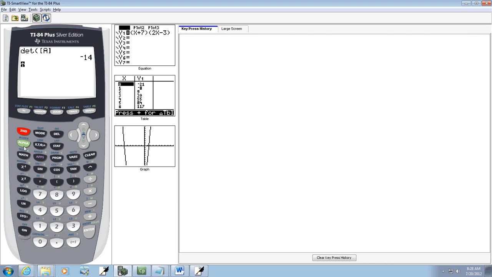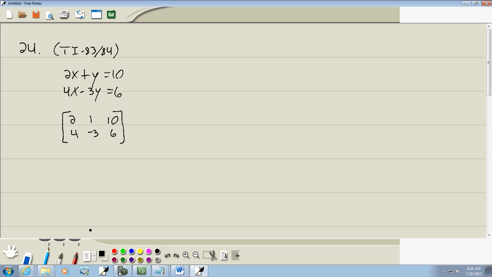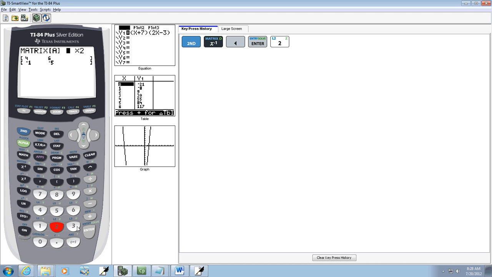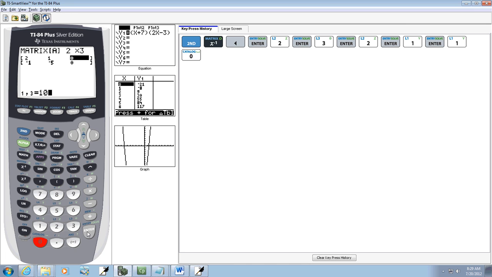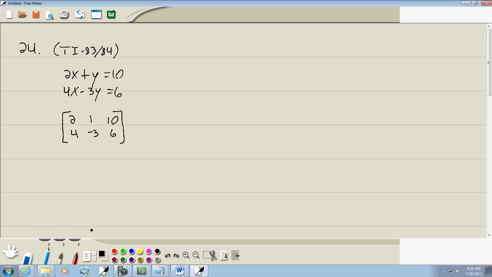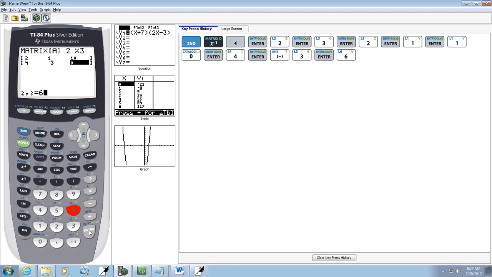So I'm going to go to the matrix menu, second, x inverse, left arrow over to edit, enter on A. Now this is rows by columns, so we've got 2 by 3. So do 2 enter, 3 enter. And we've got 2 enter, 1 enter, 10 enter, 4 enter, negative 3 enter, and 6 enter. And then we'll do second mode to exit out.